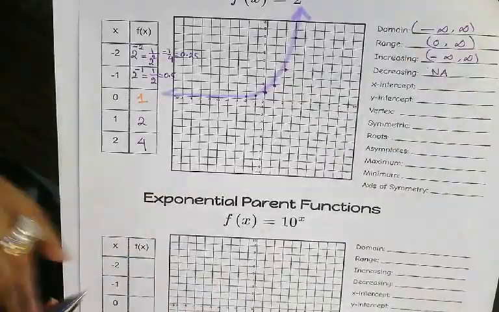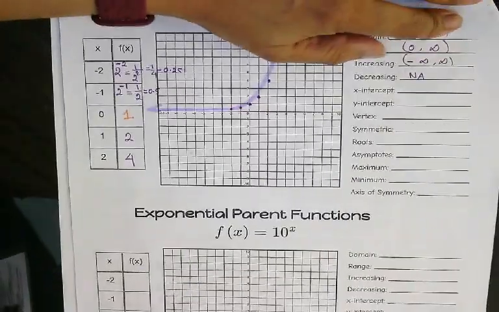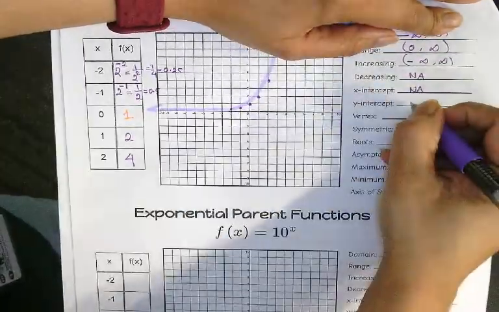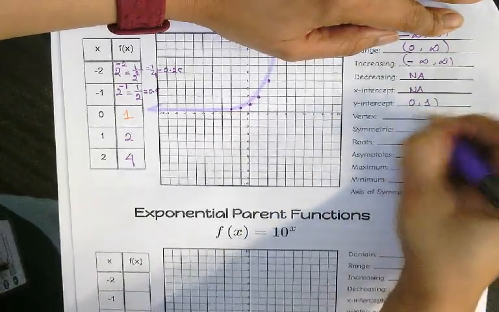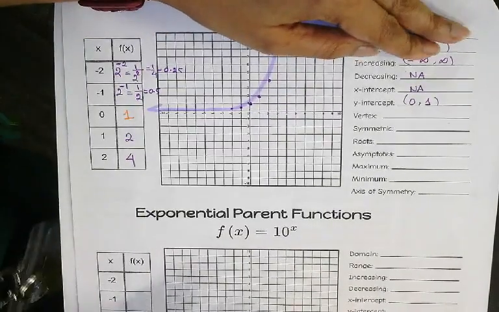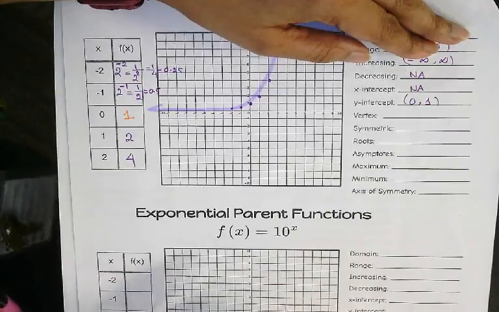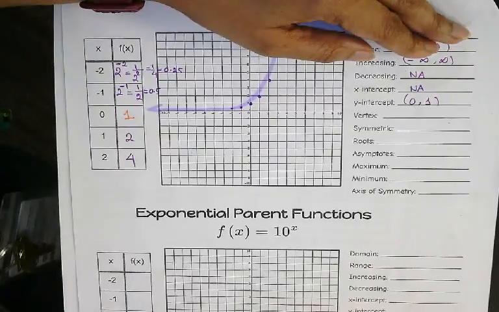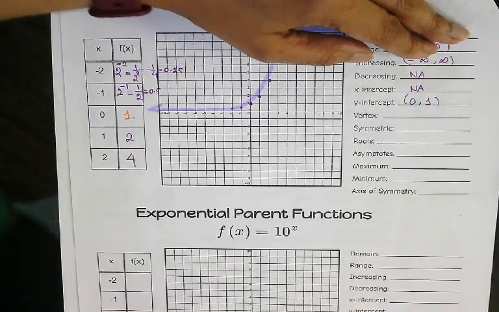Do I have any x-intercept? Do I have any y-intercept? What is the y-intercept? 0, 1. Vertex. What is a vertex? What's the definition of a vertex? Change the direction. Thank you.